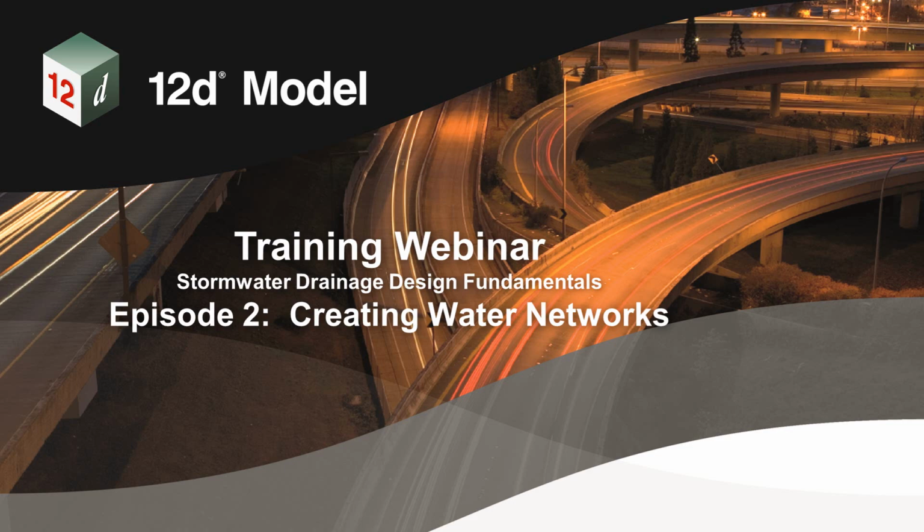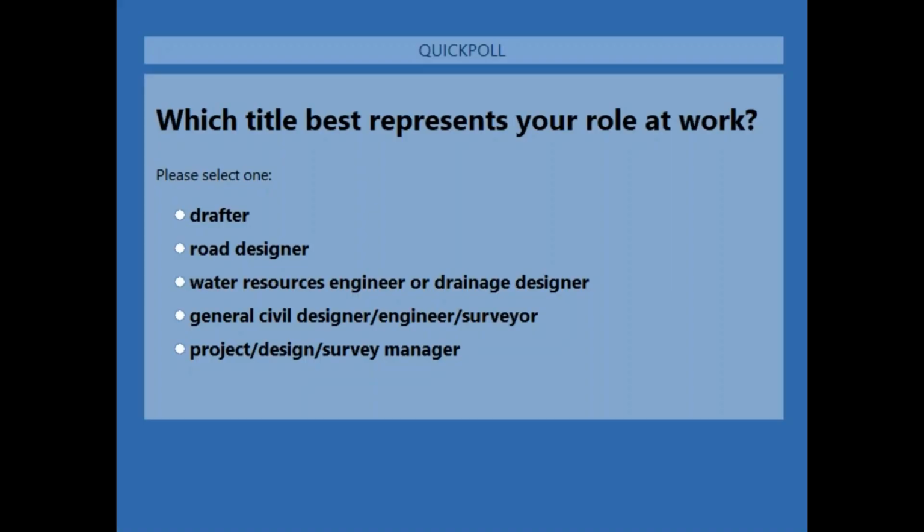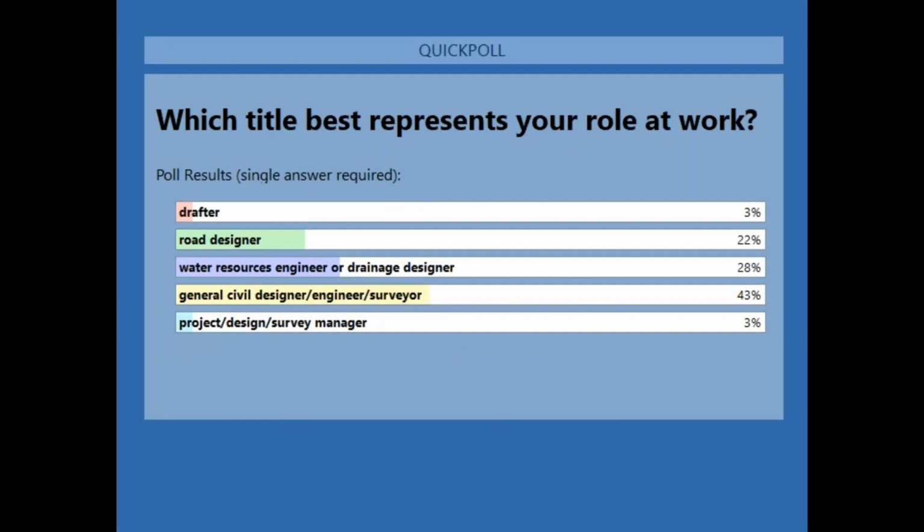While we wait for everyone to finish joining and get comfortable, I'll launch a polling question. You'll have about 30 seconds to answer about your job title, and then I'll show the results. Okay, it looks like most people here are general civil designer, engineer, surveyor types, but we've got quite a few water resources engineers and drainage designers and some road designers. Welcome everyone.